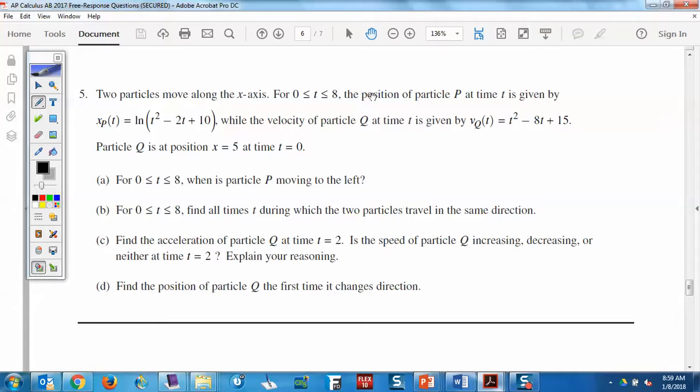This is 2 particles move along the x-axis. The position of particle P is this one. So this x of P is the position function. And this is the velocity function of particle Q. And they tell you particle Q is at this position at time 0. So we should be able to do A, B, and C. Should be able to do all 4 of those actually.